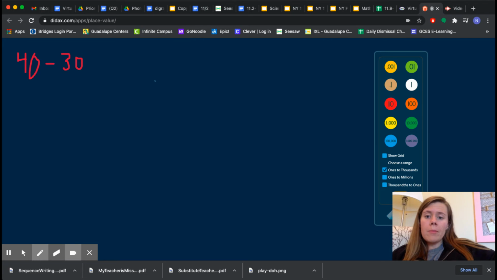To solve this problem, I'm going to make my place value chart. I'm going to write my tens right here, and then I'm going to make my ones place value over here. Remember, it's okay if it looks a little messy. It doesn't have to be perfect.